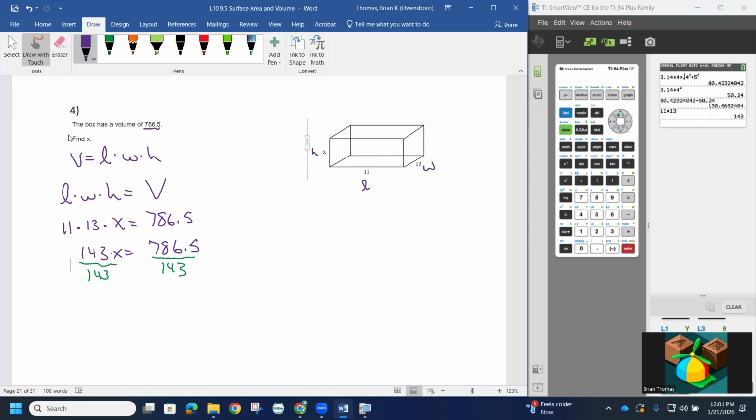So therefore, x equals, so if I type in then 786.5, if I now divide that by 143, it's going to give me then 5.5. So x is going to equal 5.5. It looks like in this example, we don't have to worry about measurements because they didn't give us any. So we don't have to worry about the measurements there.